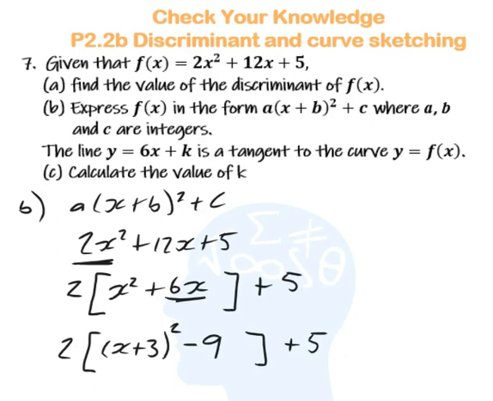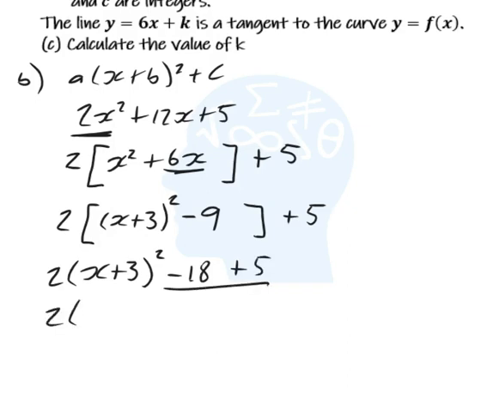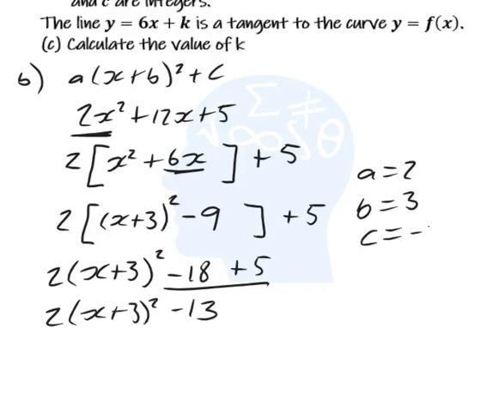Next thing I'm going to do is then just deal with the square brackets, just multiply them out. So I've got 2 lots of the x plus 3 all squared, then I've got a minus 18, then plus 5, and the last thing to do then is just tidy up those bits. So I've got 2 times x plus 3 all squared minus 13, and there you go, you've got it in completed square form. And if you wanted to say, okay, A is 2, B equals 3, and we've got C equals minus 13, and there we go.